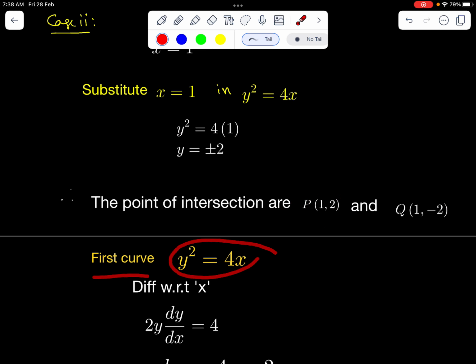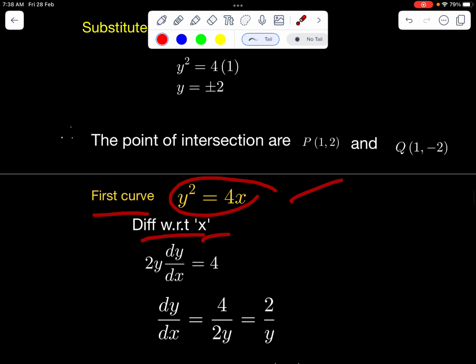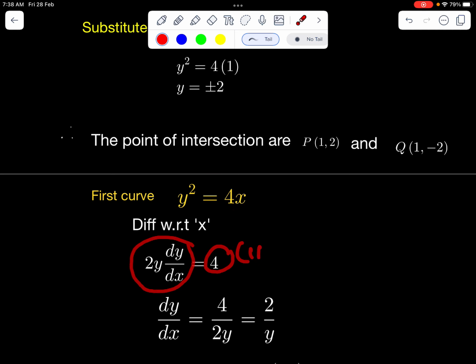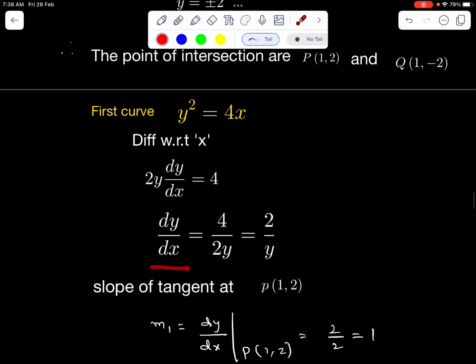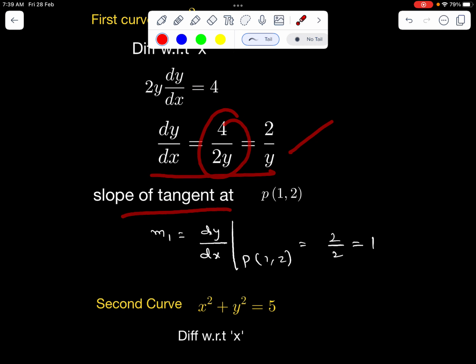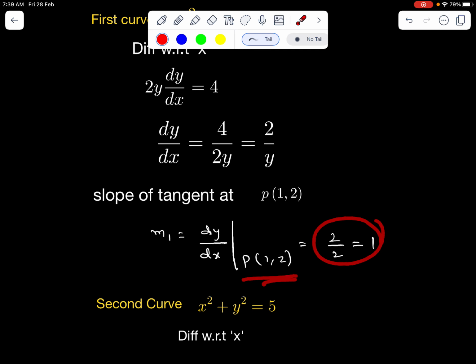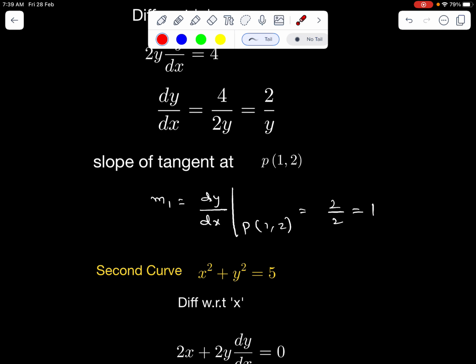First curve, y square equal to 4x, differentiate with respect to x. The derivative of y square is 2y into dy by dx, and 4 into 1 is 4. dy by dx is equal to 4 by 2y, that is equal to 2 by y. Slope of the tangent at P(1, 2), m1 is equal to dy by dx at P(1, 2). Therefore, the slope is equal to 1.